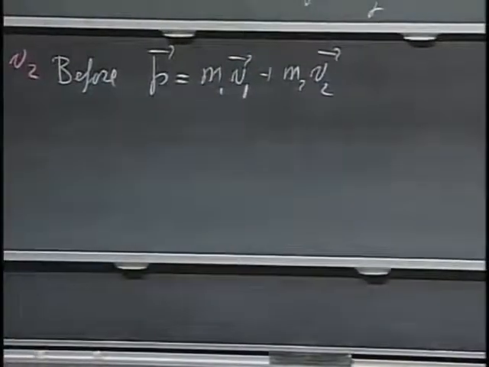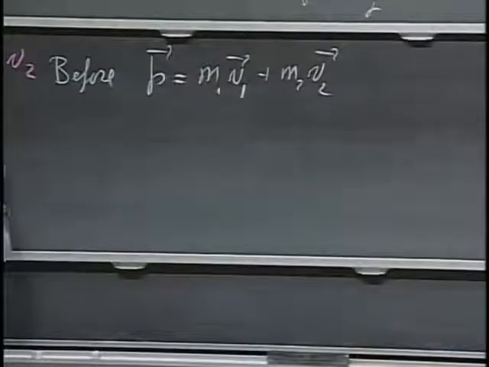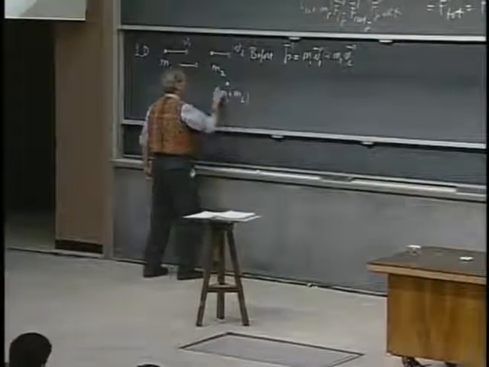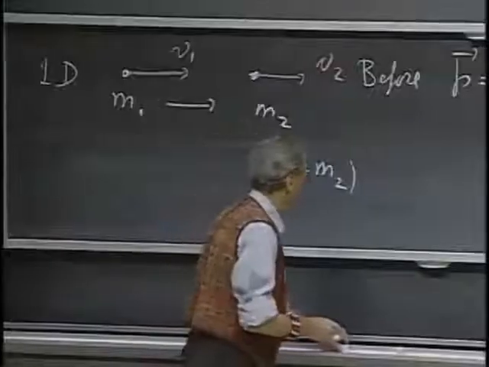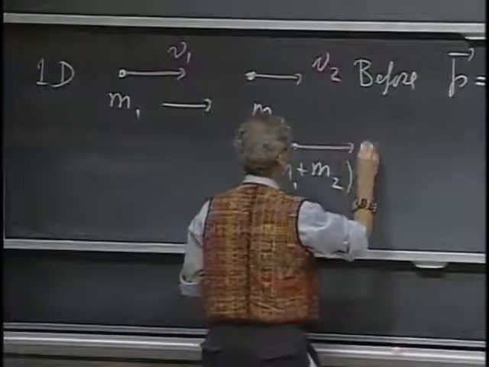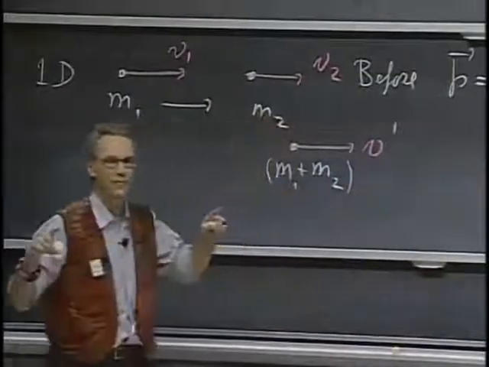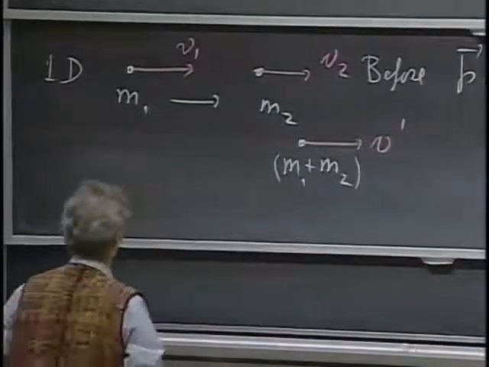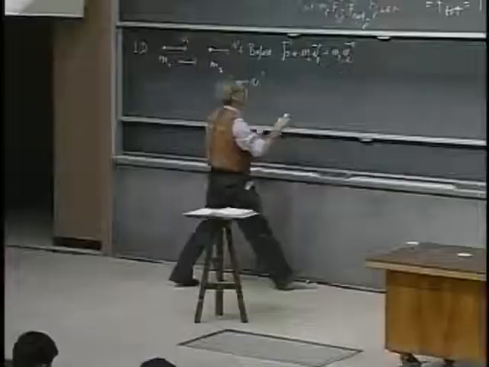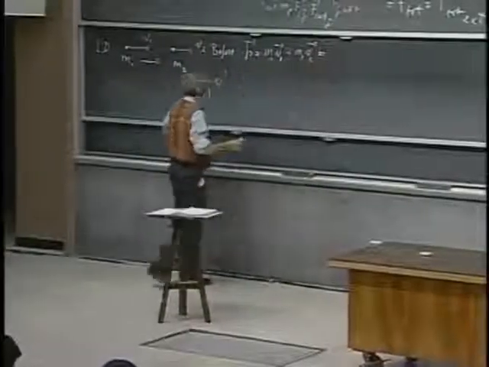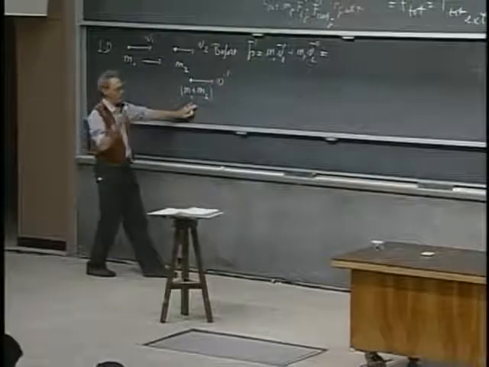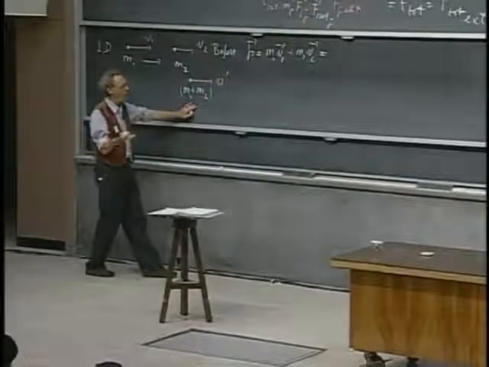That's the momentum before. Now they stick together. And so when they stick together, their total mass is m1 plus m2, and their velocity happens to be v prime. We often give a prime to the situation after the collision occurs. And so now I can apply for the first time the conservation of momentum. The momentum before must be the same as the momentum afterwards because there are no external forces on the system.